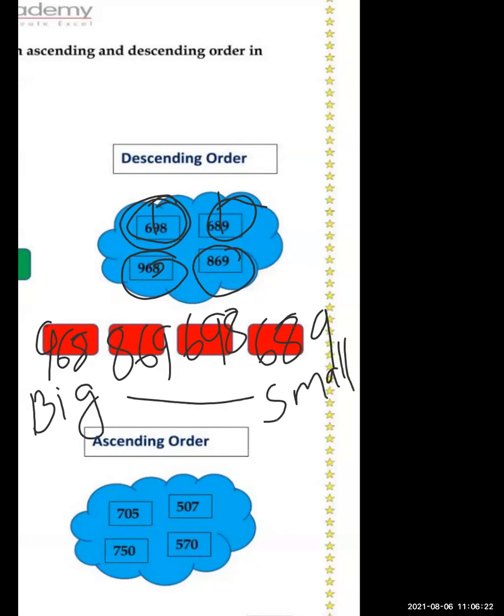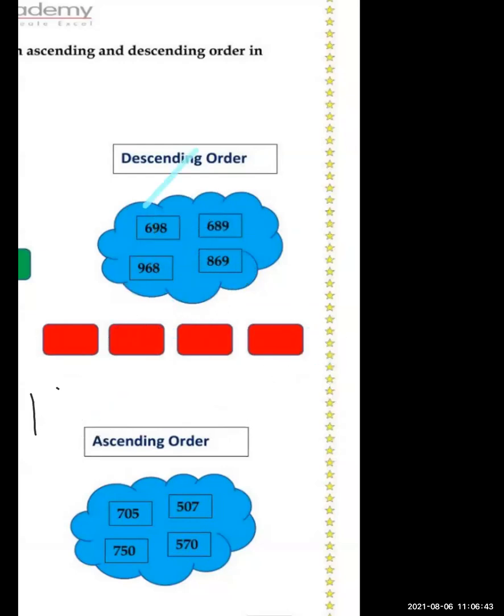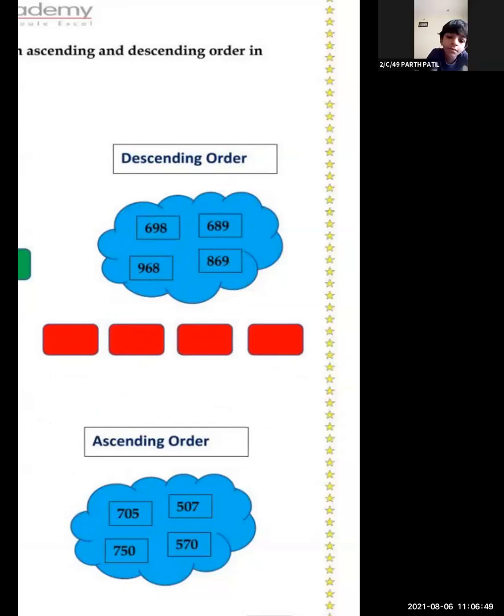It is called arranging in the descending order. For descending order, we should start from the big number and reach towards the small number. It is called arranging the descending order. Understand everyone? Yes. Okay. Parth, do you understand? Yes, very good. Everyone clap for Parth. Very good. So now, Jeevesh, I unmute you.